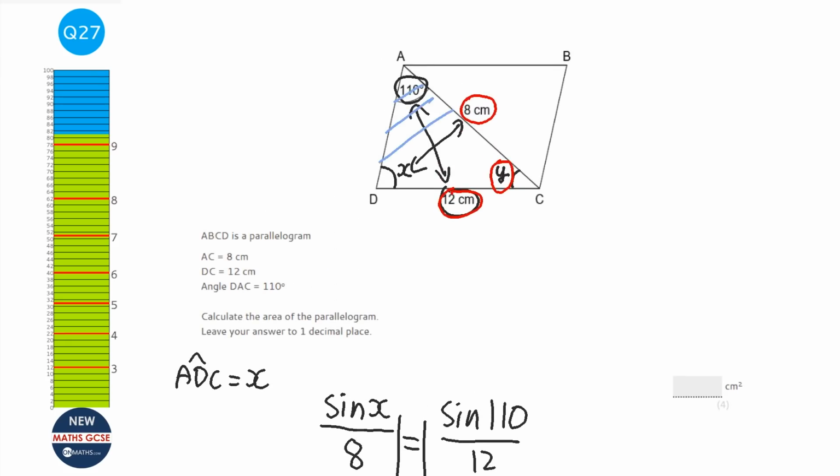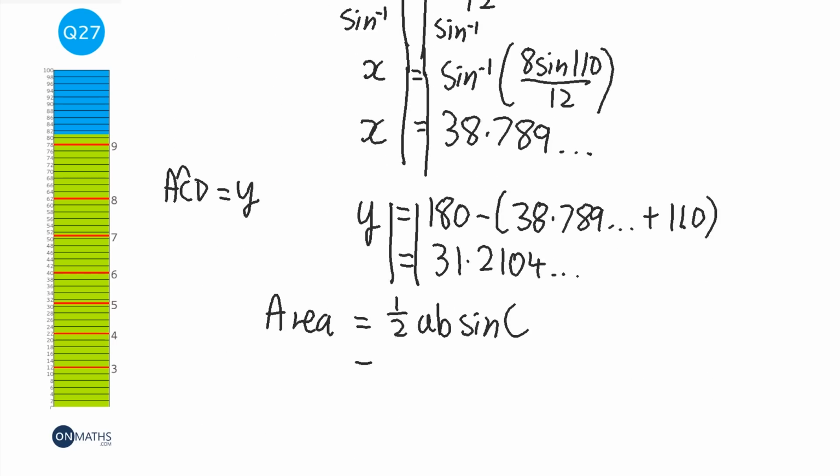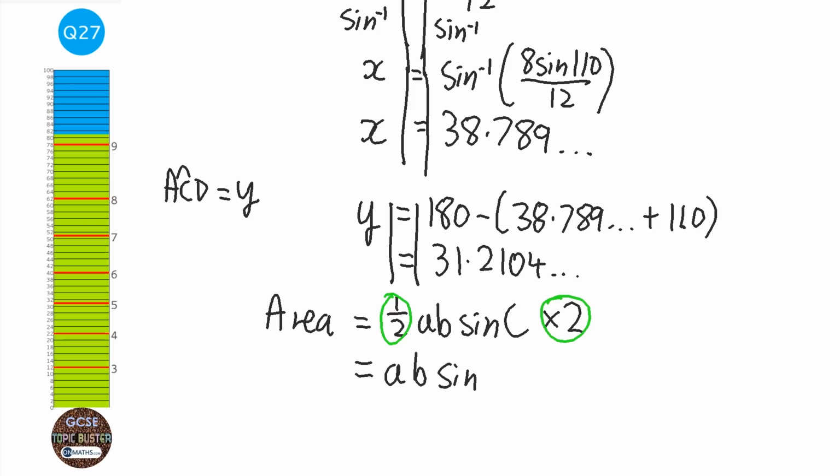So we know the problem is actually we've got two triangles. We've got a triangle here, and then we've got an identical triangle here, and it is identical because the diagonal of a parallelogram cuts it in half exactly. So what we also need to do is then times this by 2. Now if we notice that the half and the times 2 will cancel, so it's just going to equal AB sine C.